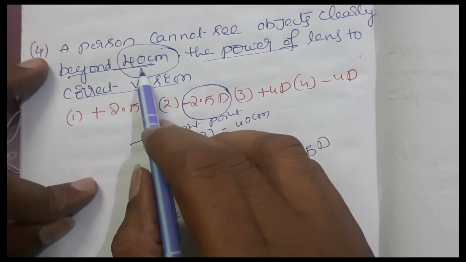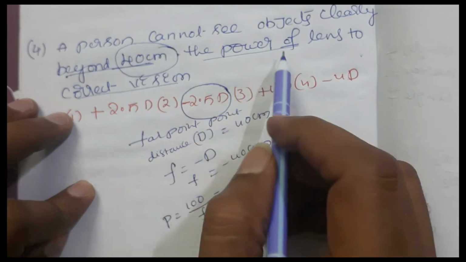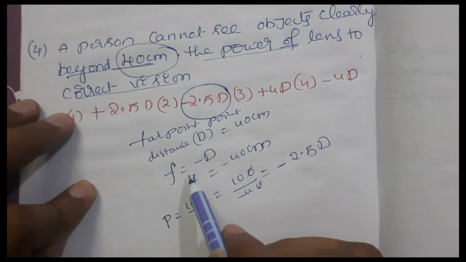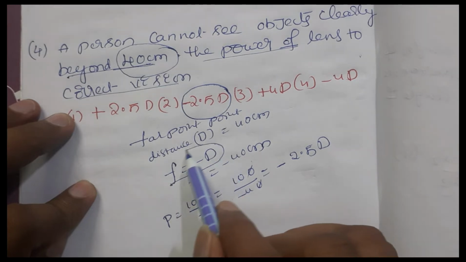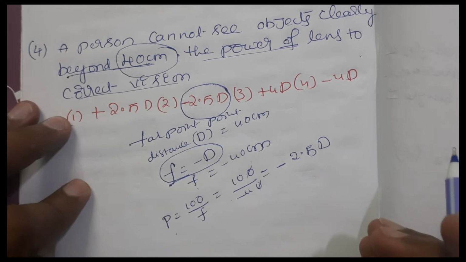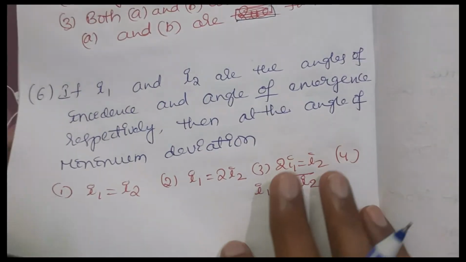So beyond this one not visible means it is the far point distance. So far point distance means the person is suffering from myopia. So in this case focal length is equal to minus far point distance. Then using the focal length we can calculate the power of the lens. Next, question number 5, students.